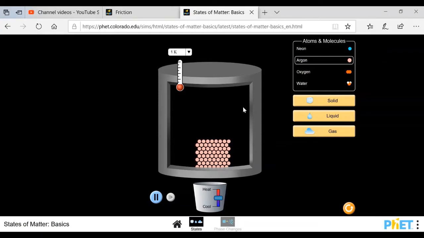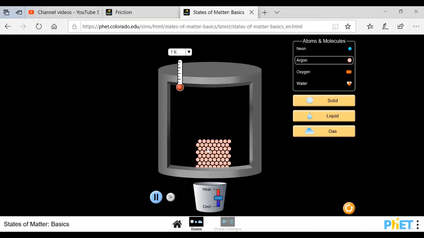So in this canister here is a chunk or a crystal of argon. And argon is normally a gas at room temperature, but at very cold temperatures it freezes. And so this is set up right now to have a temperature of 1 Kelvin. Now that is only 1 degree above absolute zero. So this is about 450 degrees below 0 Fahrenheit. So at this temperature, argon is ice.